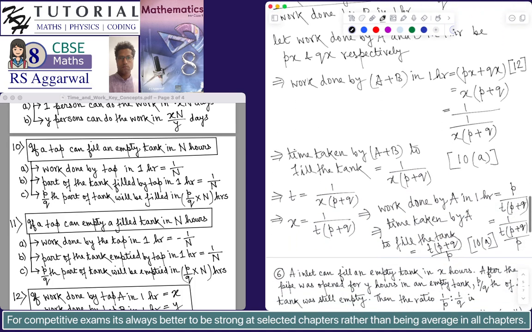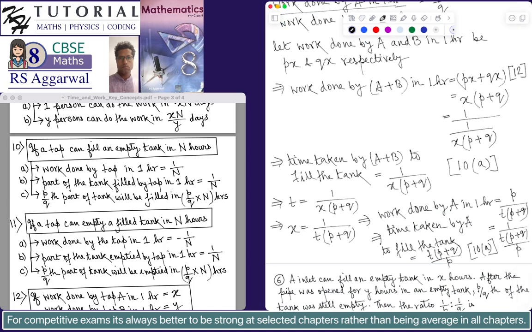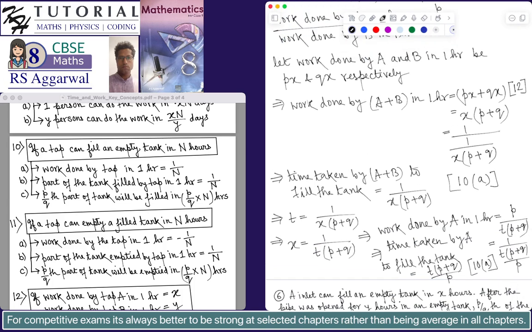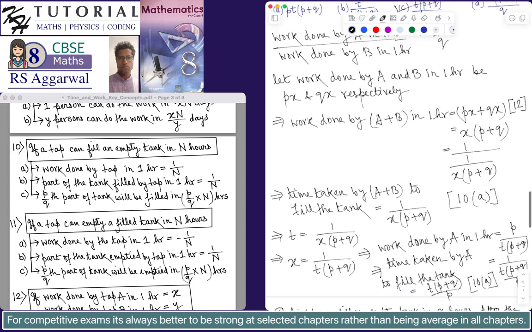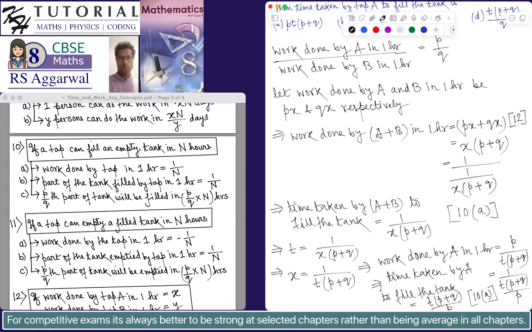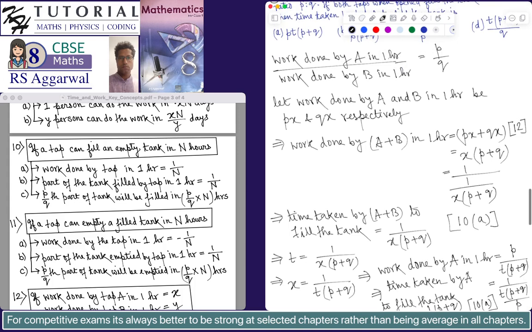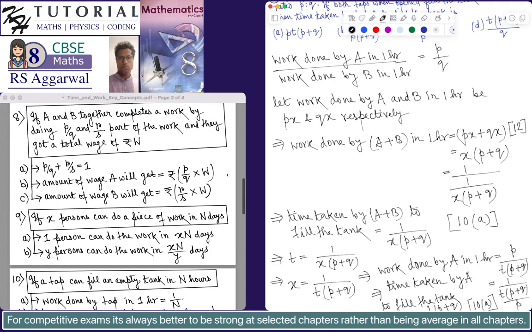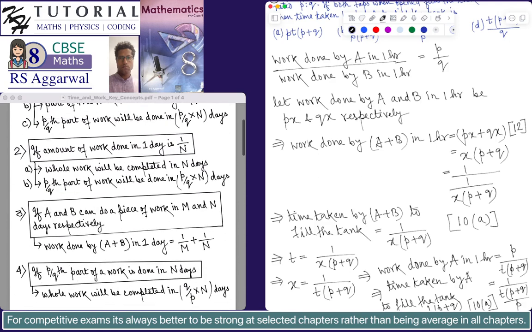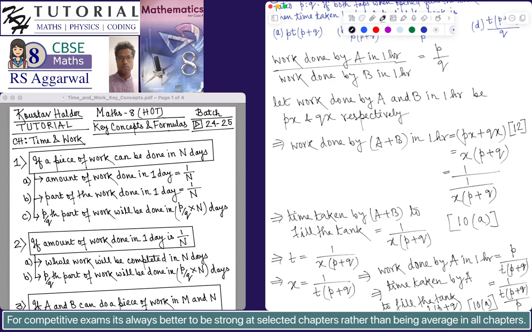I'm sorry for my congested solution. I hope you will be able to make out what concept I was applying at each step. All the numbers that I have listed inside the box are the concept numbers from the left hand side PDF of key concepts and formulas. I have to add some concepts in this PDF file, that is key concepts and formulas on the chapter of time and work, and I will also update the link in the description.